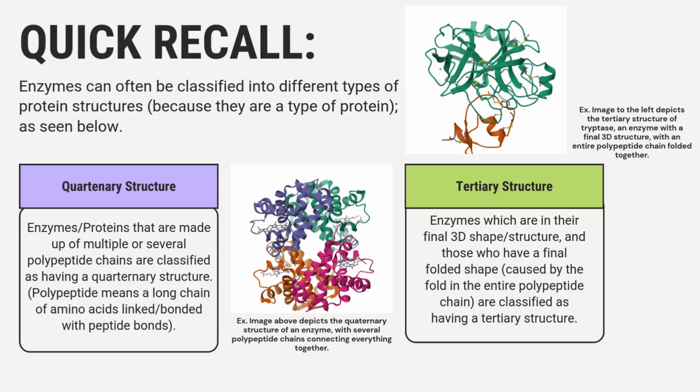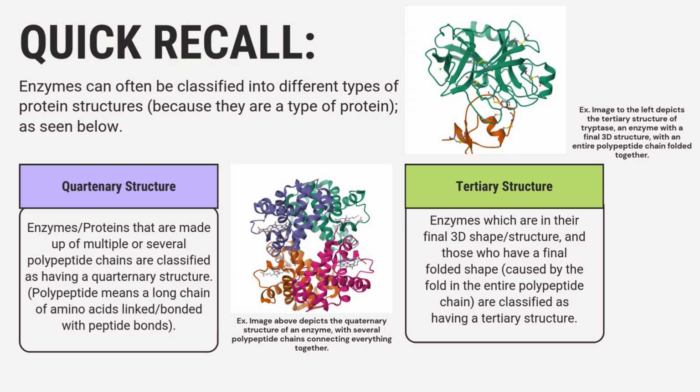So, in the image to the right of the quaternary structure description, we can see this image which depicts the quaternary structure of an enzyme with several polypeptide chains connecting everything together. So, you can see this big structure over here. Moving on to the tertiary structure of a protein, enzymes which are in their final 3D shape or structure, and those who have a final folded shape, which is caused by the fold in the entire polypeptide chain, are usually classified as having a tertiary structure.